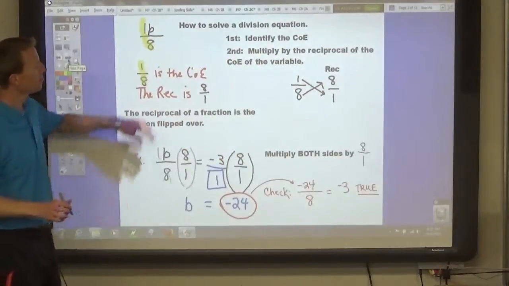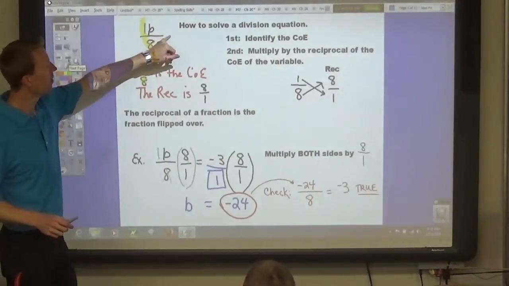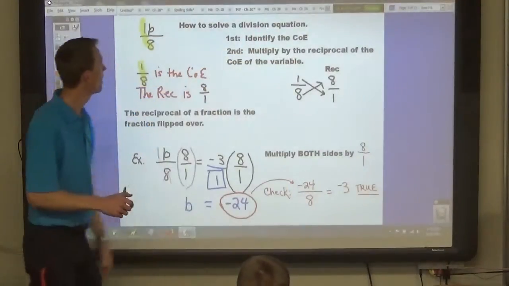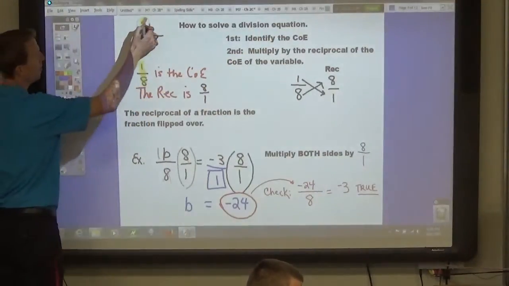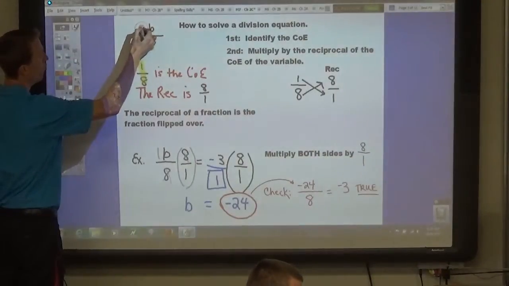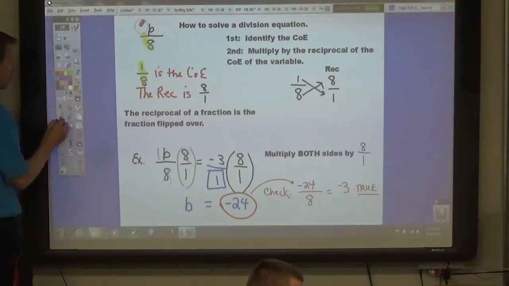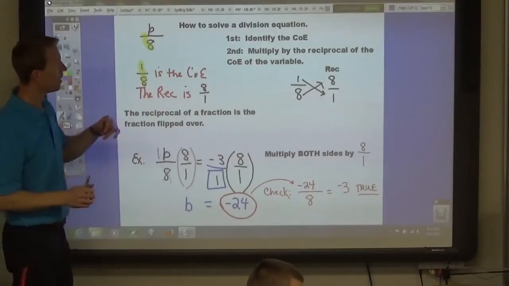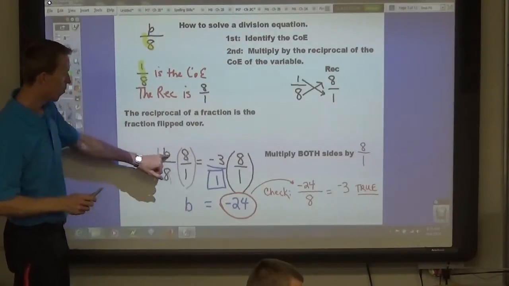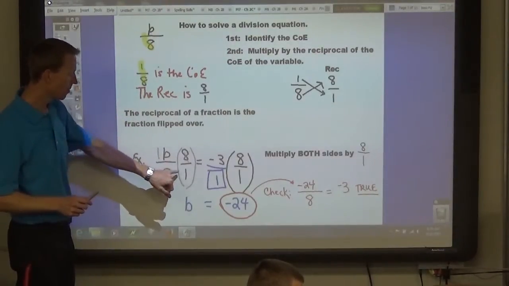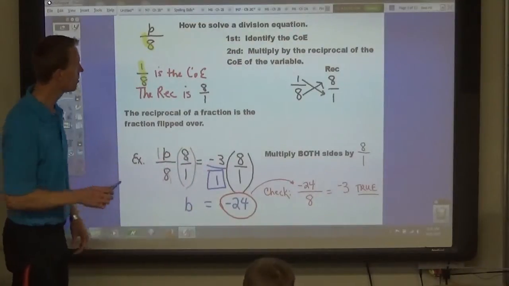Now, today, we're going to be solving a division equation that's going to look like this. Let me get rid of the 1 here. It's going to look like this. B over 8 equals -3.